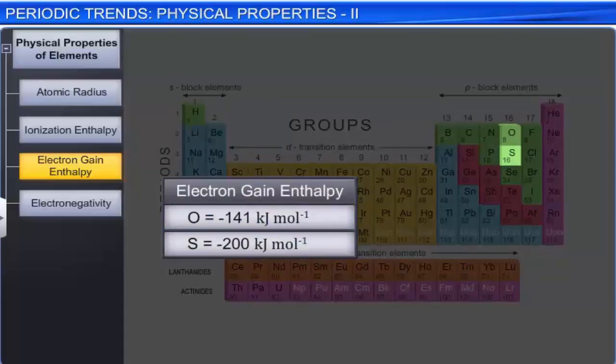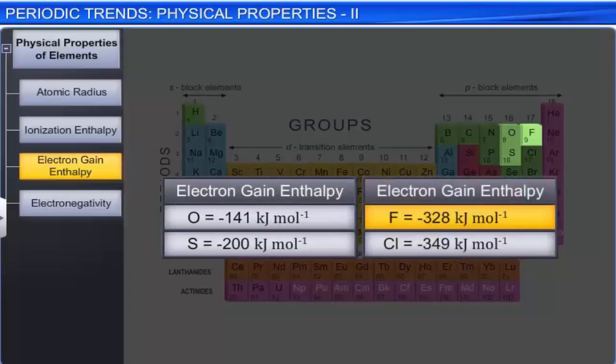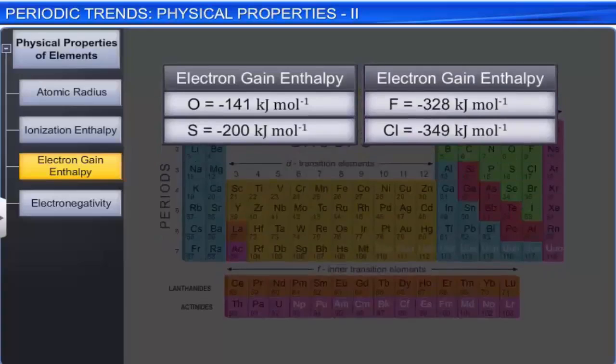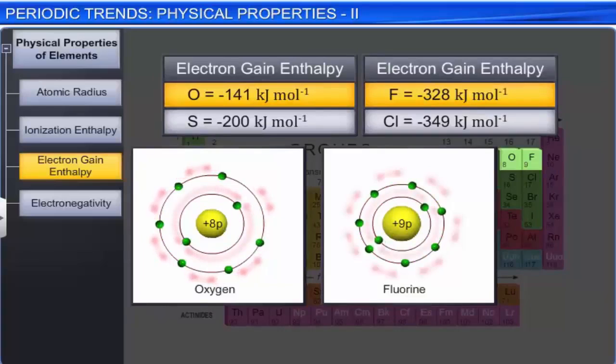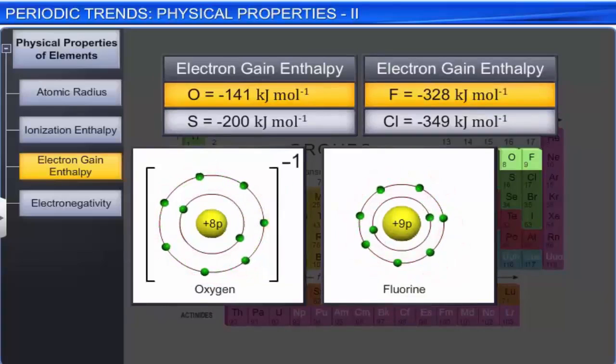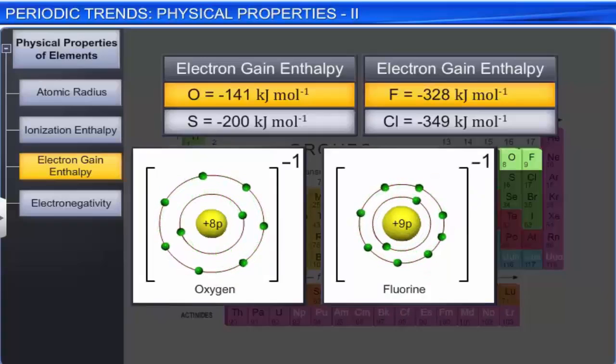This is because oxygen and fluorine atoms are smaller in size and have strong inter-electronic repulsions. During the addition of an electron to these atoms, the electronic repulsions are overcome at the expense of some liberated energy, and hence, the overall energy liberated is less in these atoms.